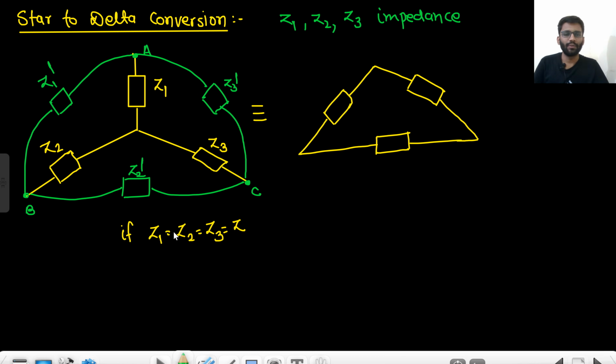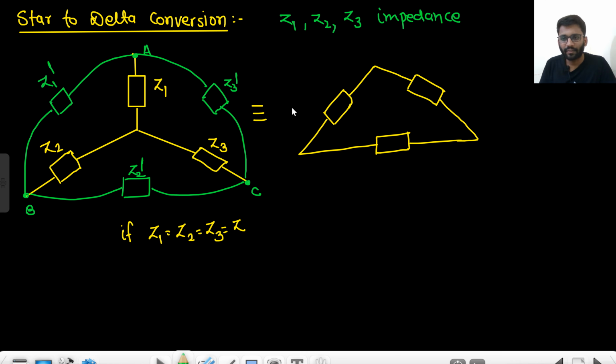What will be the value? So you can derive it. Okay. If you want to see the derivation, go to YouTube. You can see the derivation anywhere. There will be hundreds of videos for this derivation, but it's not that necessary. So that's why we are not deriving it here. So what will be the value of Z1 dash? So when we are going from star to delta, okay. So this resistance corresponds to Z1 dash, right?